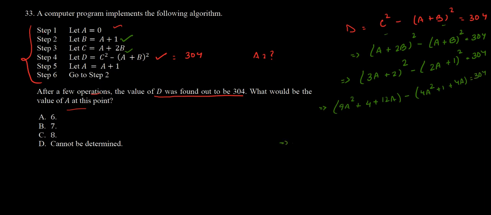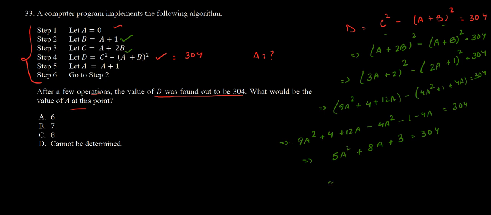Now what we will do is open the brackets. 9A squared plus 4 plus 12A minus 4A squared. This will be minus because we have minus in front of the bracket. So minus 1 minus 4A, which is equal to 304. So simplifying this equation we will get 5A squared plus 8A plus 3, which is equal to 304.